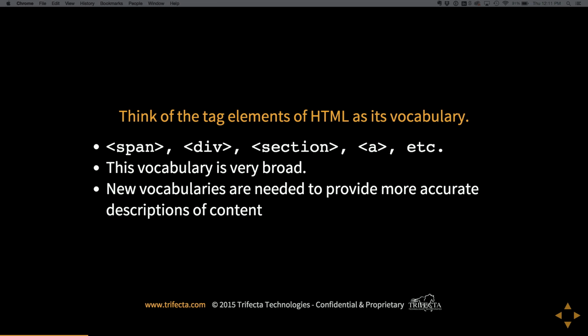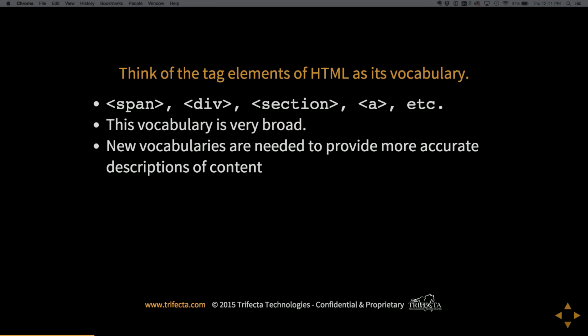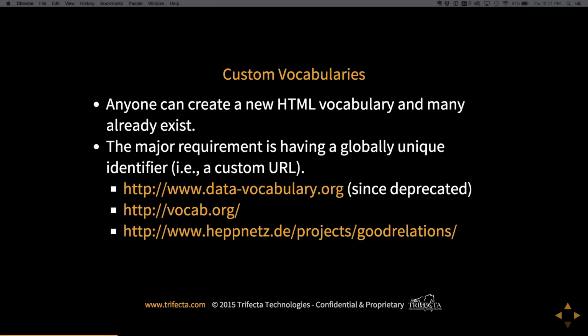So to help with that, what's needed are new vocabularies that can extend HTML to be more descriptive of the content that's inside them. And these are what custom vocabularies are. Anybody can create a custom vocabulary. The main point is you have to have some sort of globally unique identifier, a custom URL for that vocabulary. In this case, these are three examples.